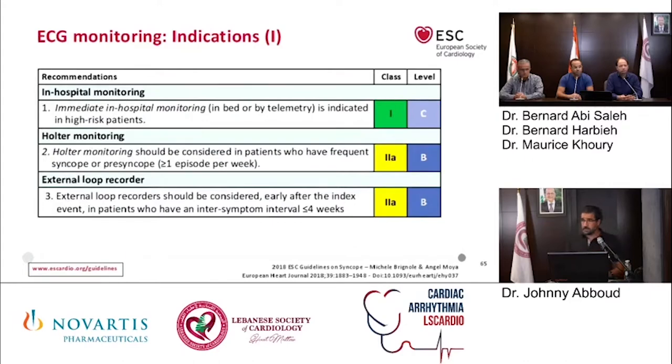Also, a tool that we can use for the evaluation of syncope is EKG monitoring. The indication: immediate in-hospital monitoring is indicated in high-risk patients, of course, like we said. Holter should be considered in patients who have frequent syncope or pre-syncope. So it should be frequent episodes to be able to document it with the Holter monitoring. We can put it for 24, 48 hours or more. Then you have the external loop recorder, which should be considered early after the index event in patients who have an inter-symptom interval of less than 1 month. So it can also be used.